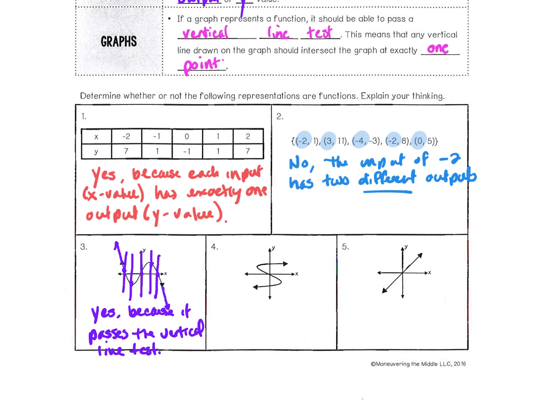Our next graph looks somewhat similar, but it is oriented a different way. And again, if I drop any vertical line, in fact, the very first line I'm going to drop, I can see it hits my graphed figure in 1, 2, 3 spots. So just by using one vertical line, I can tell that it's no, because it does not pass the vertical line test.